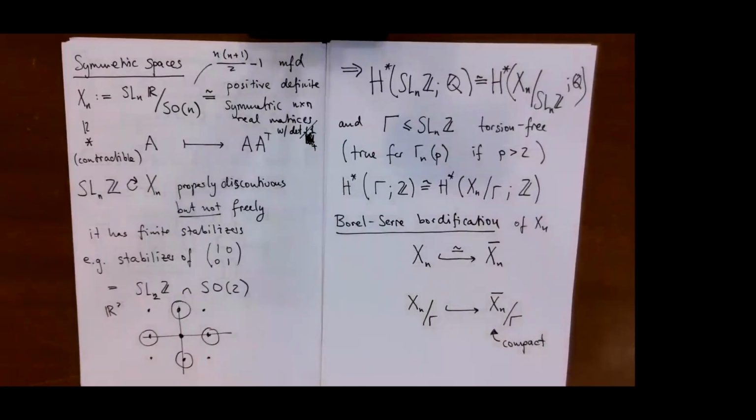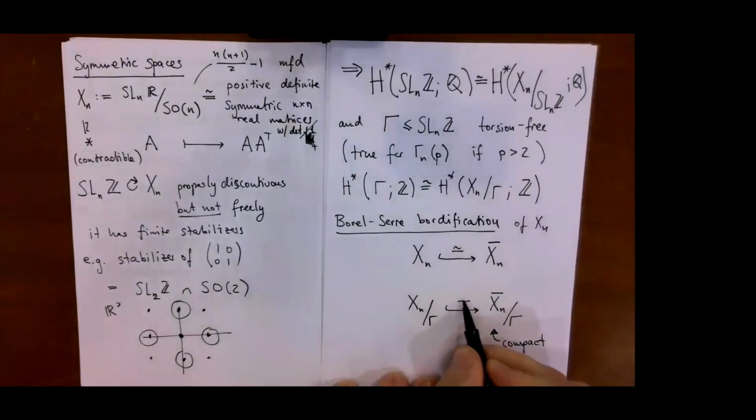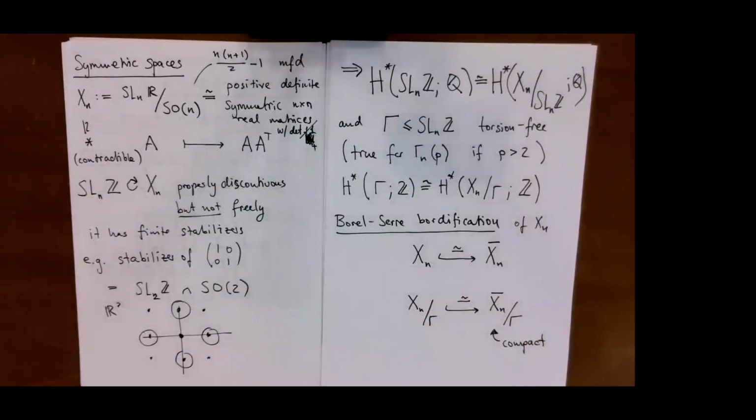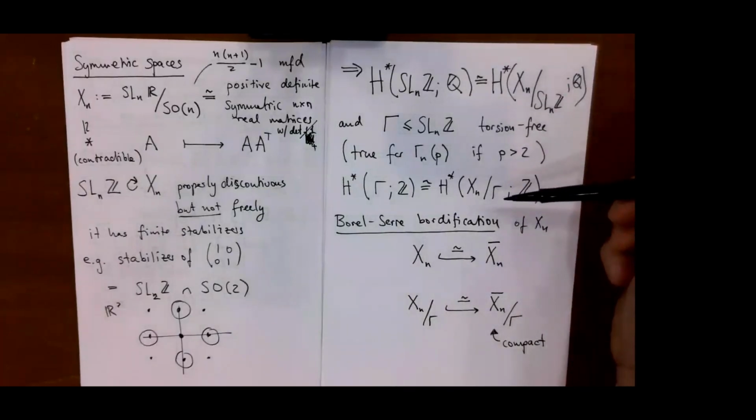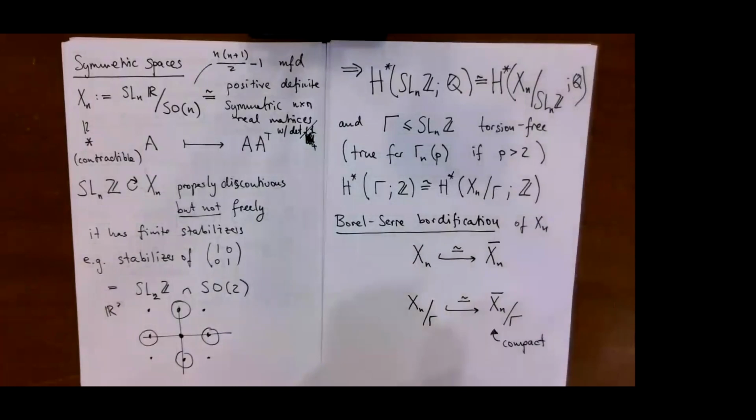But the Borel-Serre bordification has the special property that this is also a homotopy equivalence on the quotient, on the locally symmetric space. So in particular, with this replacement, we are still able to compute the homology of the group. And that's very important, okay? So this is now, and we have even more, this is now a compact manifold with boundary.